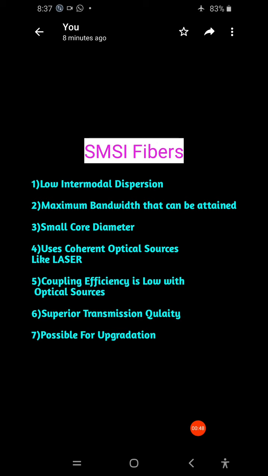So first one, SMSI fibers, single mode step index fiber. In this single mode step index fiber, the first one is low intermodal dispersion. So in the case of single mode step index fiber, we have low intermodal dispersion. So already we told you. So what is the intermodal dispersion? Here the single mode step index fibers have low intermodal dispersion.